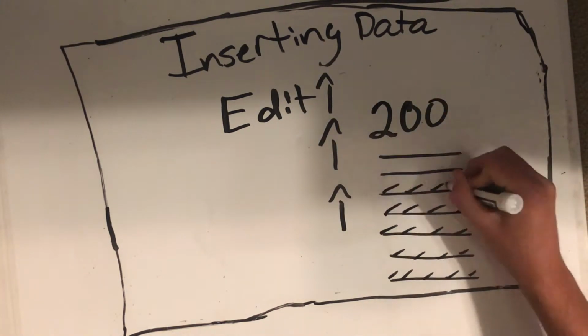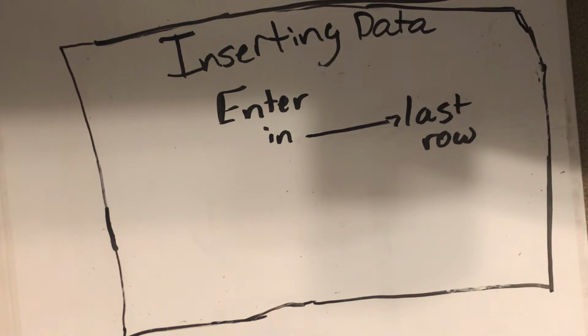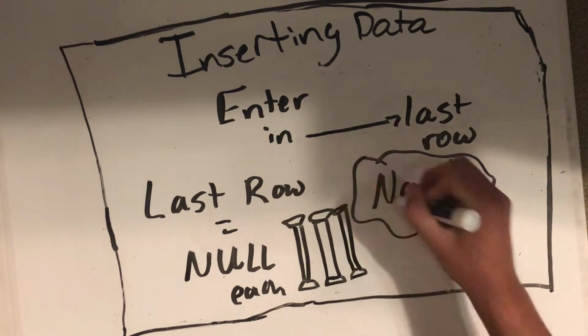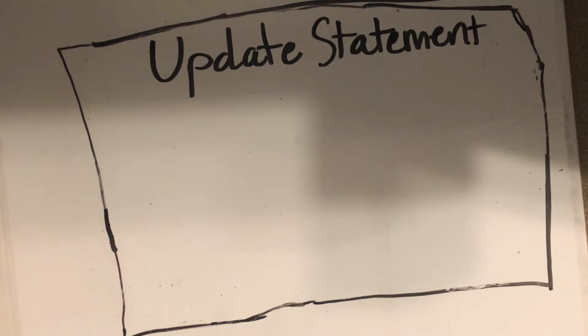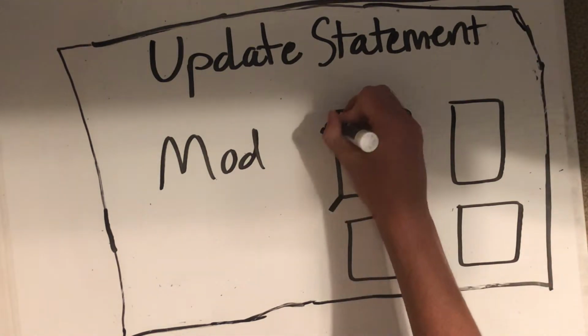And lastly, enter your data into the last row of the table for that data to be considered new. The last row of the table will have the value null in each of the columns. The update clause allows you to modify data stored in tables using data attributes, such as updating the table name.